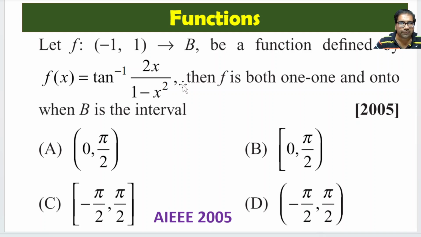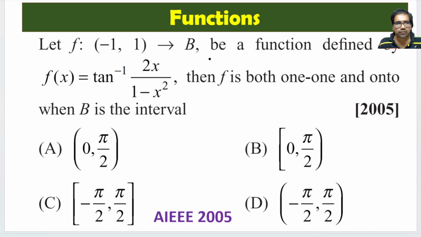Here we have a function defined from (-1, 1) to b. The function is f of x equals tan inverse of 2x by 1 minus x square. If this is the domain, (-1, 1) with open brackets, and b is the range, and if this function has to be one-one and onto, then what exactly is b?